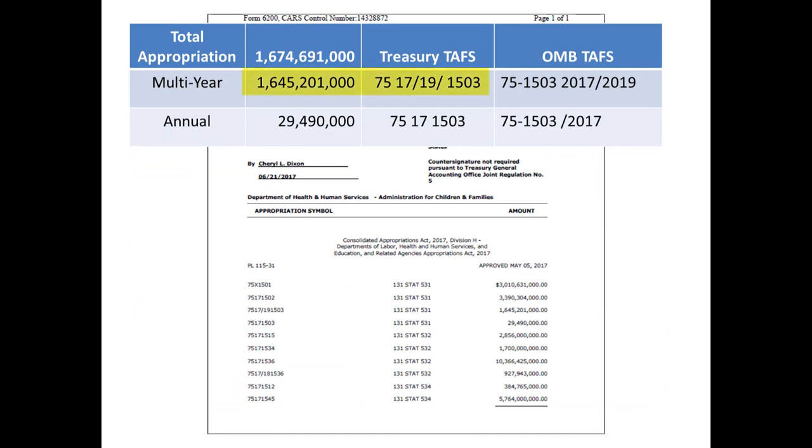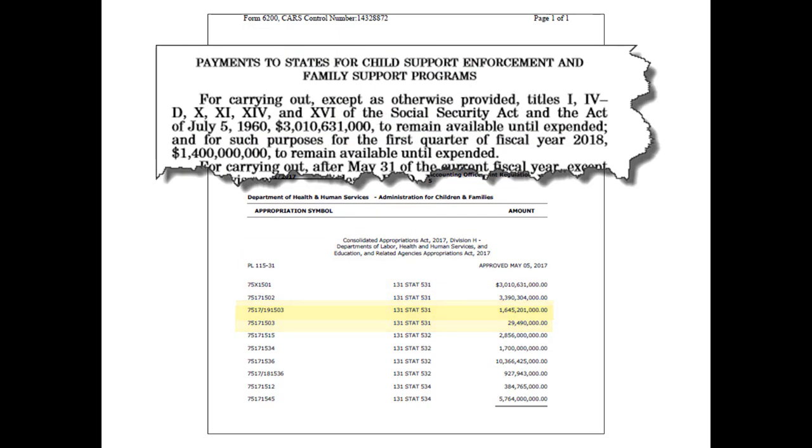Note that the $1,645,201 warranted for the Refugee and Entrant Assistance multi-year account and the $29,490,000 for the annual account. We can also see the $3,010,631,000 warranted to the Child Support Enforcement no-year account.